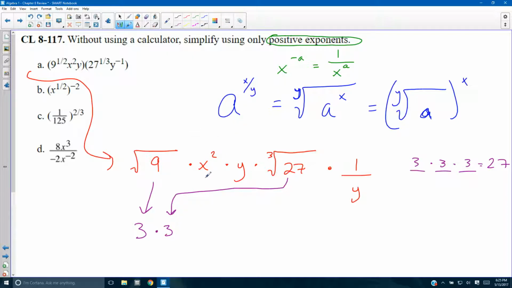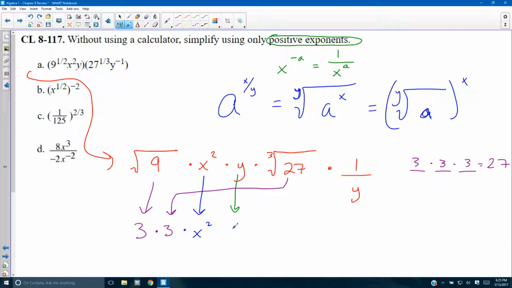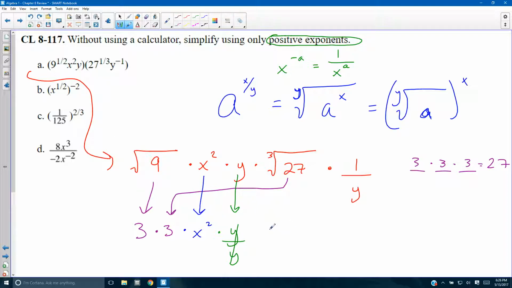Next, I'm going to take my x terms. It looks like there's only one of them, and I'm going to multiply that. And then I'll take my 2 y terms here. Now I have y right here. And right here, I have 1 over y. So y times 1 over y is the same thing as y over y. Y divided by y is 1. So I'm going to cross those out and ignore them the rest of the way. 3 times 3 is 9. My result is 9x squared. That is the final answer to part A.